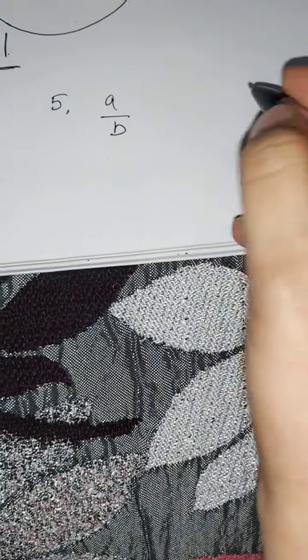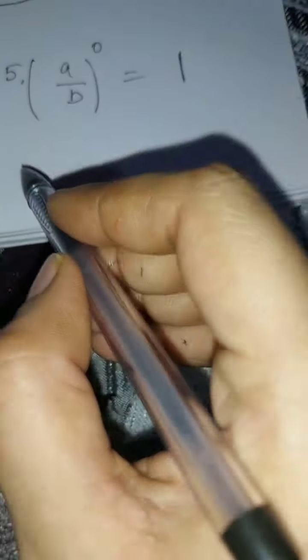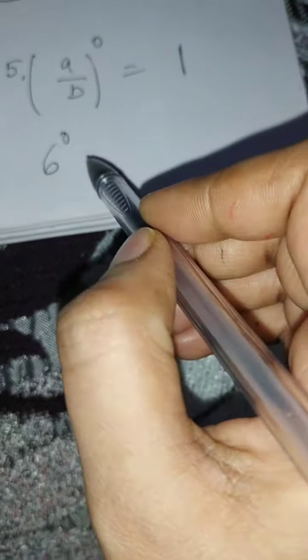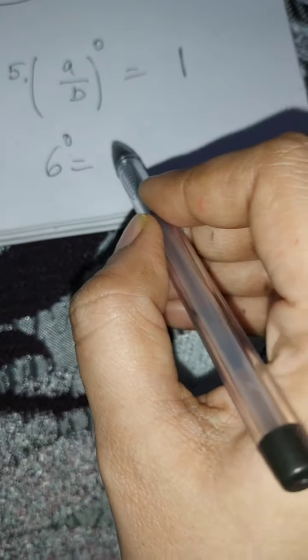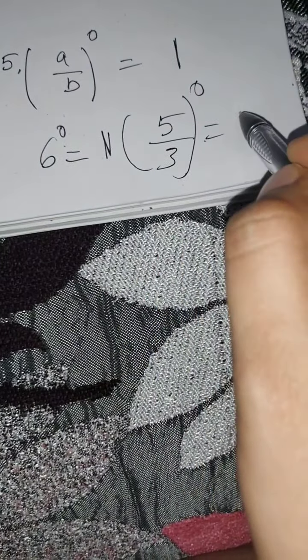The fifth rule says what? If a fraction is written in this format, a upon b, and has a power that is what? 0. The answer will always be 1. So if any number in the question they are giving you, this 6 raised to the power 0, you'll write directly there 1. 5 upon 3 raised to the power 0, you'll write directly there 1.